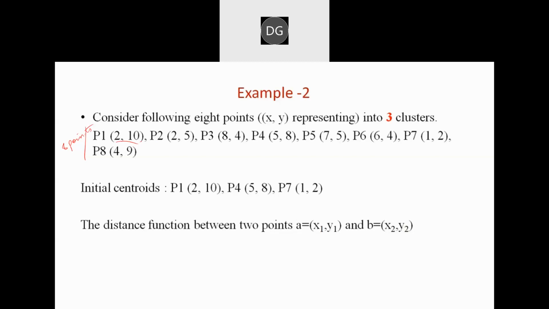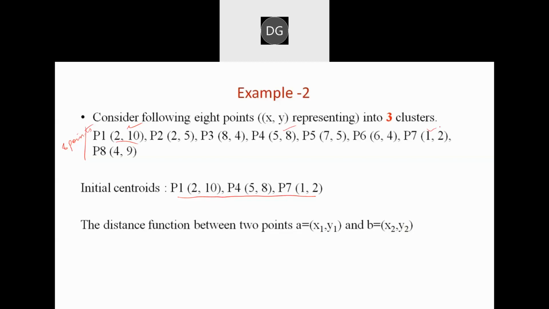From these 8 points, initially I am taking 3 points from the data set itself. From these 8 points, I have taken this one, then the fourth point and then the seventh point. Keeping these as the initial point values, we are going to find the distance.